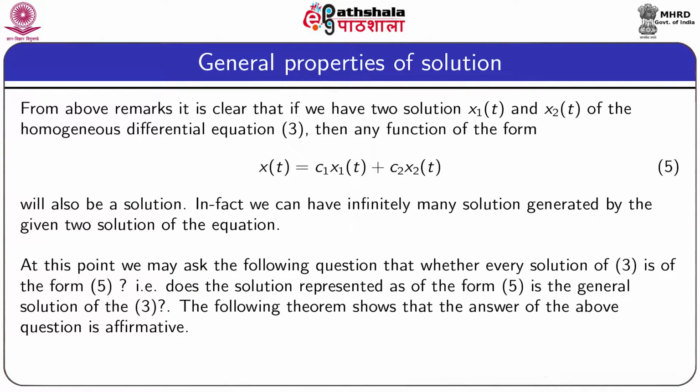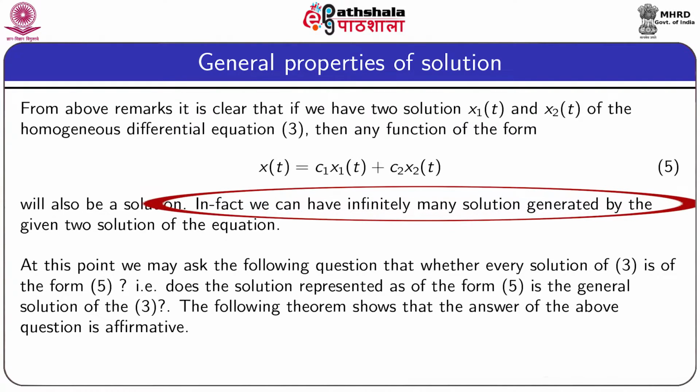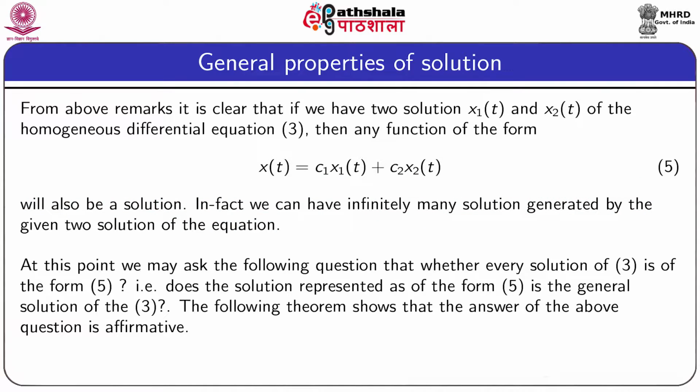From the above remarks, it is clear that if we have two solutions x1(t) and x2(t) of the homogeneous equation (3), then any function of the form x(t) equal to C1 x1(t) + C2 x2(t) will also be a solution. In fact, we have infinitely many solutions generated by the two given solutions of the equation.